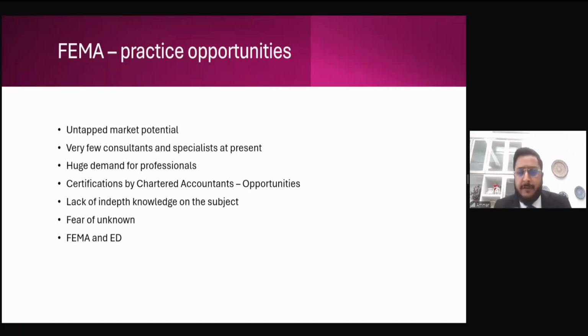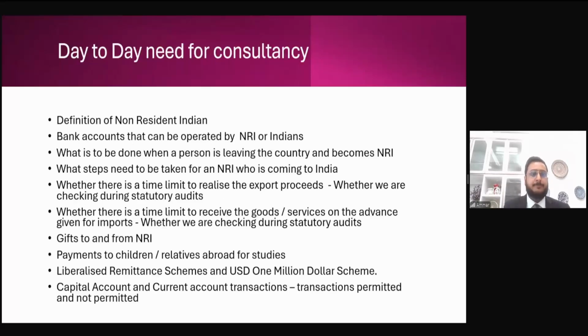Further, as we know, in FEMA, ED is also involved, and no one wants to get on the wrong side of ED or RBI. All the businessmen want the compliances to be done perfectly, so that there are no shortcomings in the transactions they have done. So they look out for professionals who can handle this professionally, without them facing a problem in the future. That's why we have to gear up, because businesses today are being globalized. They are looking for chartered accountants, and we have to gear up for the same.